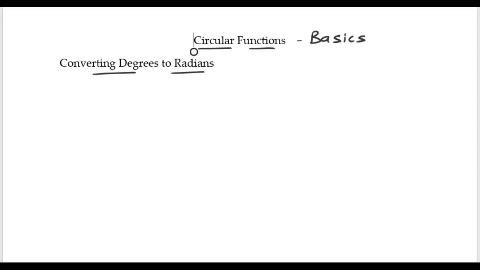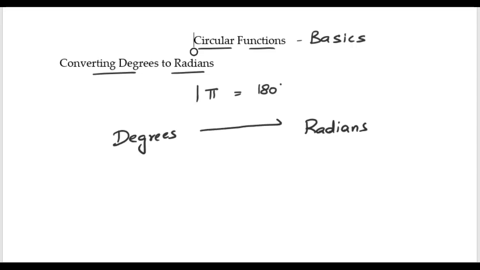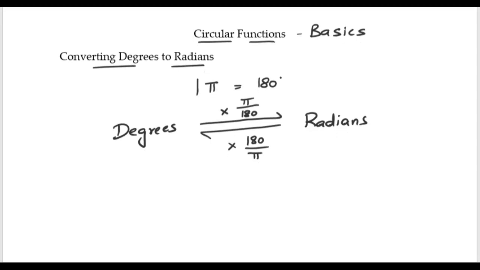Now the relationship between the two is that 1 radian, which is given by the symbol pi, is equal to 180 degrees. The quickest way to convert between the two units is by using a flow chart. So I'm just going to quickly draw up a flow chart for the conversion. If I'm converting from degrees to radians, all I have to do is multiply by pi over 180. On the other hand, if I'm converting from radians to degrees, I've got to multiply by 180 over pi. Let's have a look at a couple of examples.